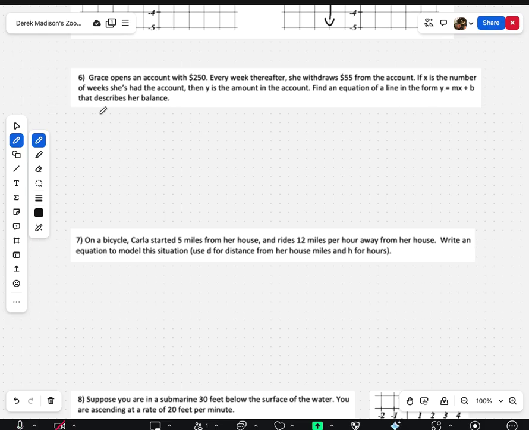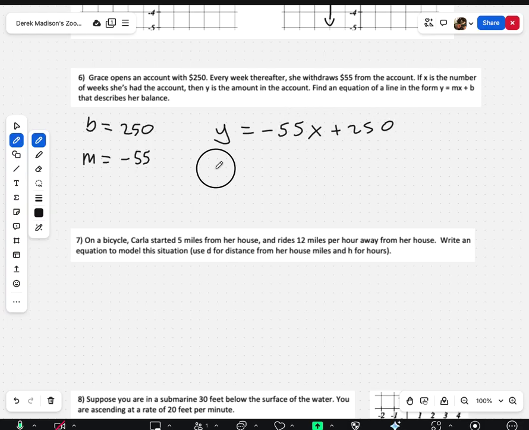So for that, remember that b is a starting amount and then m is a rate of change. So Grace opens an account with $250. That is definitely a starting amount. And then how is it changing week to week? It's decreasing by $55. So that's a slope. And since it's decreasing, she's withdrawing the money, it's going to be negative 55. So then when we go to write that, we'd have y = -55x + 250. And that's probably the way I would type it into the computer.